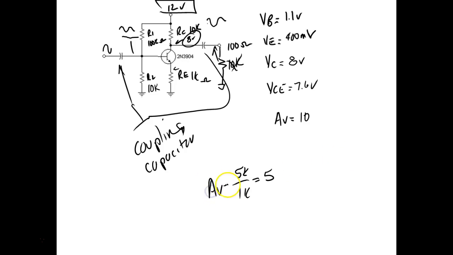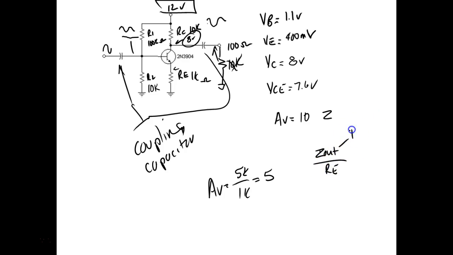Y'all understand that, or did I go too fast? 10K in parallel with 10K. So the actual formula is Z out. We represent impedance by Z, by the way. So the true formula should be Z out over RE.